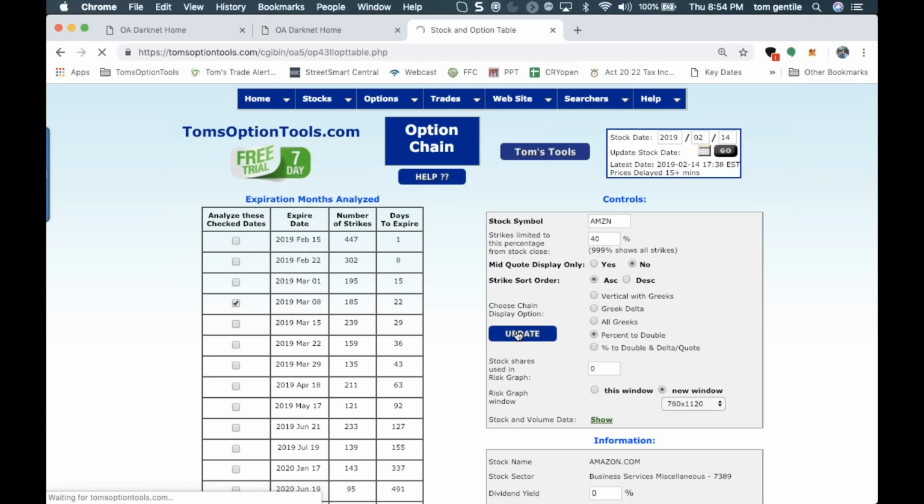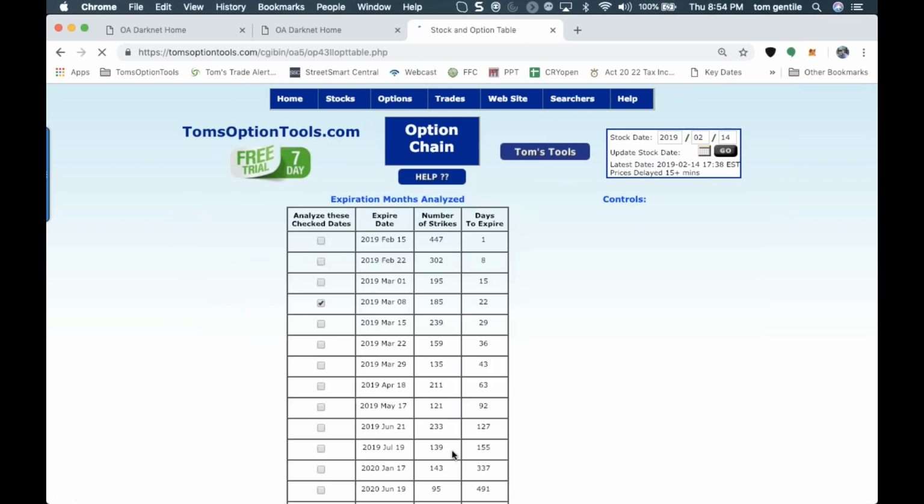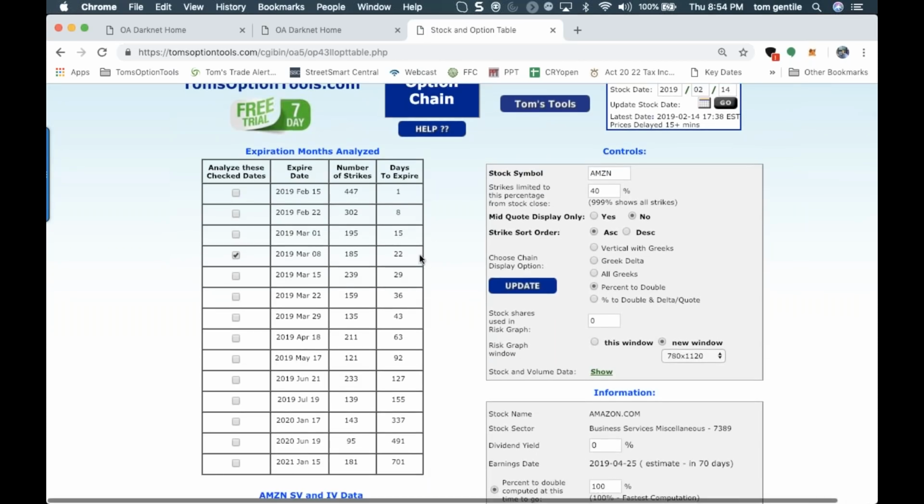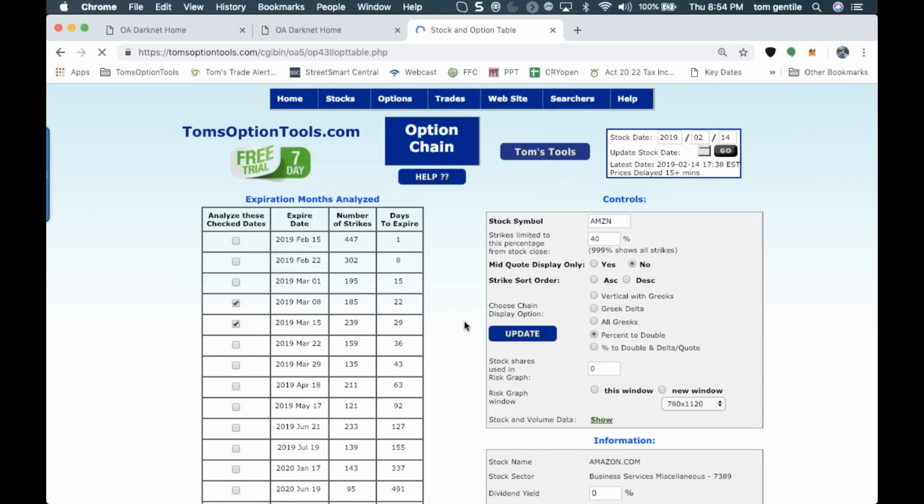So this is the March 8th options, 22 days to expiration. I actually think I like the 15s better. You know what? I'm going to put both of them on the screen. I want to show you something here. This is where I think I know better than the computer. Let's find out.